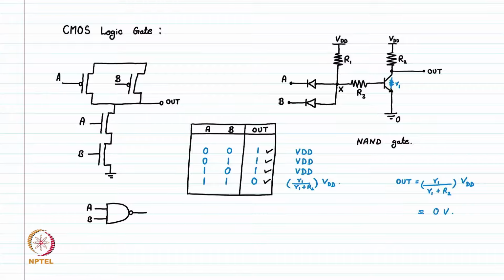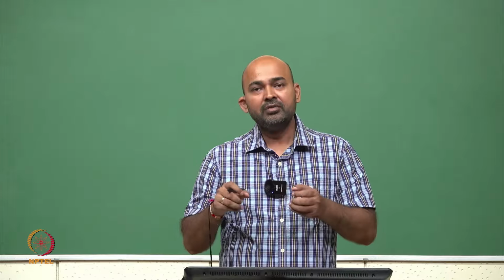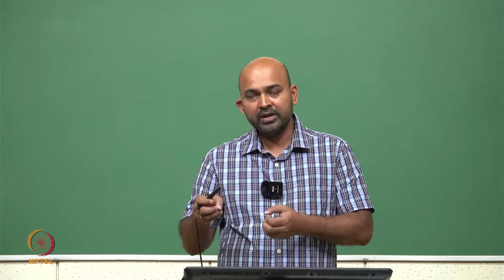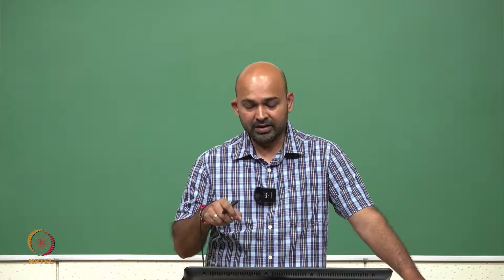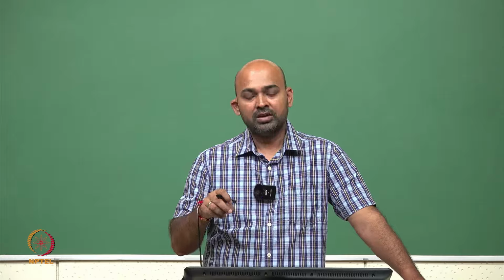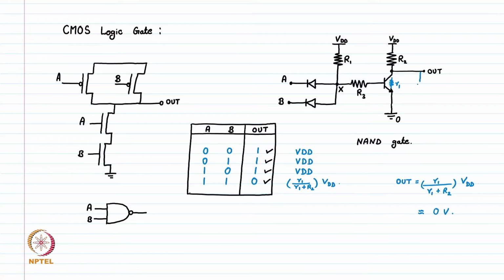So for example, we have R2 very high. In that case, if R2 is very, very high, it will take a lot of time in pulling the output node to high, because it can now provide less current from VDD to the output. So the output, which is typically a load capacitor, this load capacitor will be slowly pulled up to VDD, because R2 is very, very high.